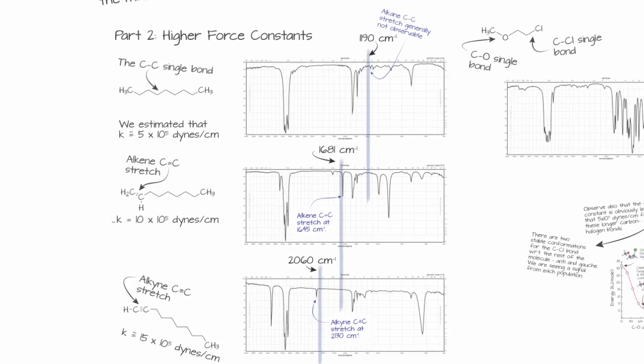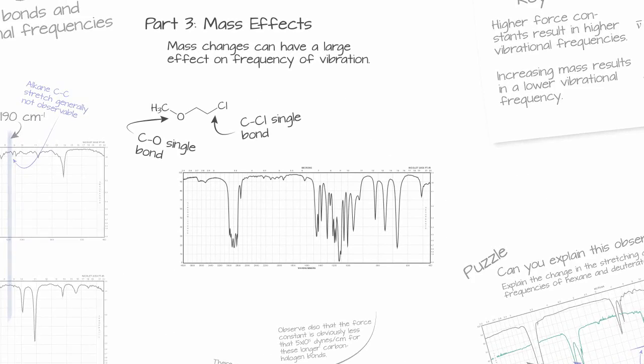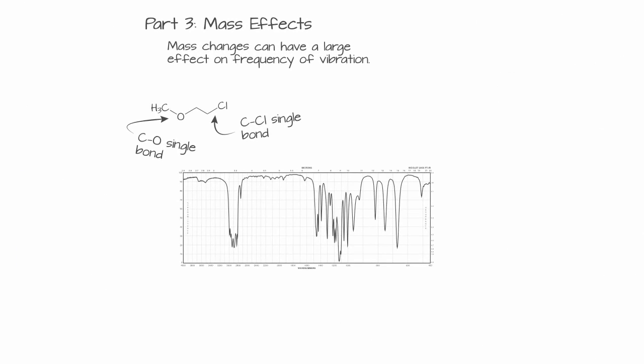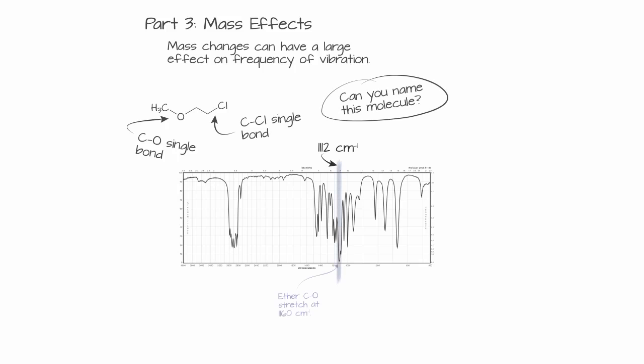Now let's look at some highly polar bonds. Here we're looking at a highly polar carbon-oxygen bond and a highly polar carbon-chlorine bond. What would the effect of mass have on a vibration? Well, carbon-oxygen bonds come out around 1100 per centimeter. And there we see it, right there at 1160. And they tend to be really intense because obviously a carbon-oxygen bond is going to have a very strong dipole.